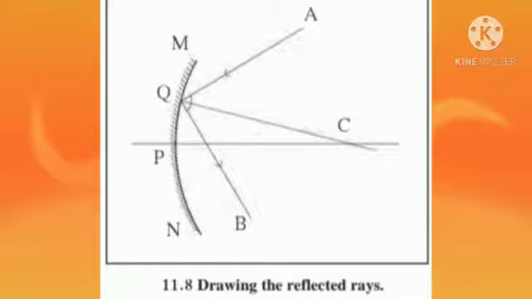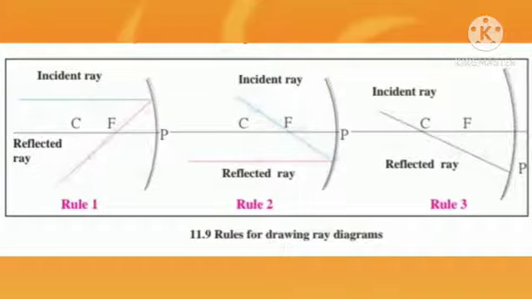According to the law of reflection, angle of incidence and angle of reflection are of the same measure. Thus, while drawing the reflected ray QB, angle CQB must be equal to the angle AQC. To draw a ray diagram, we use the following rules, which are based on the law of reflection of light. The diagram is given below.